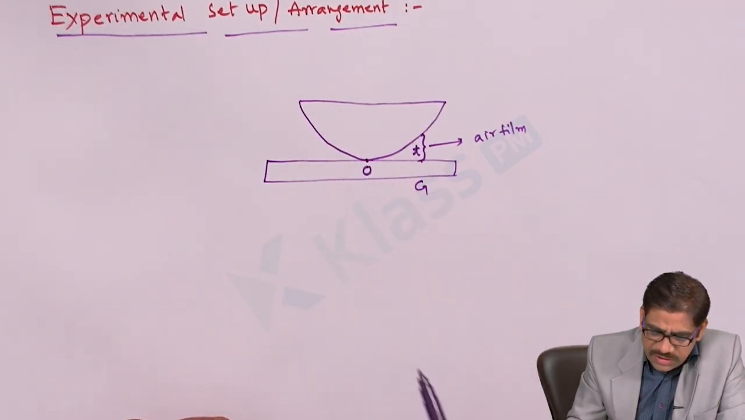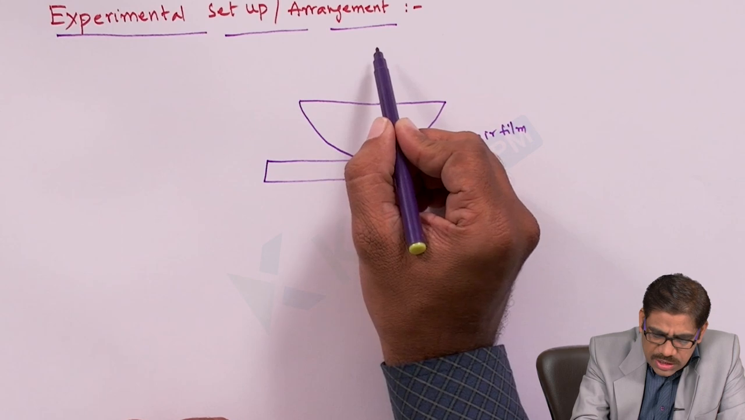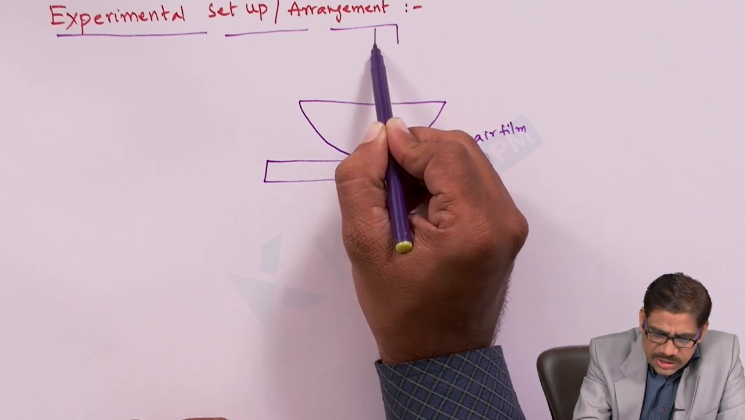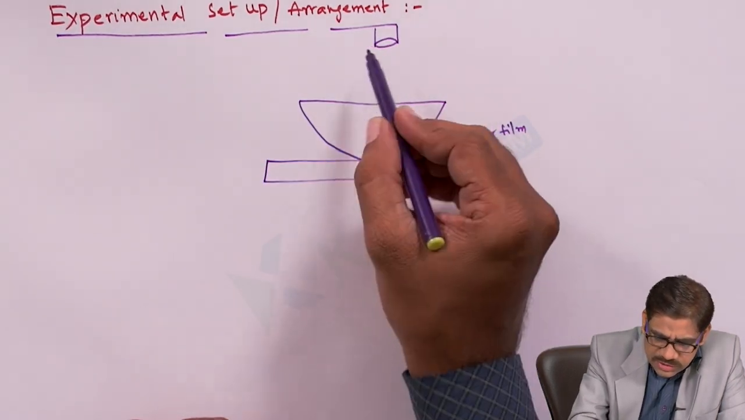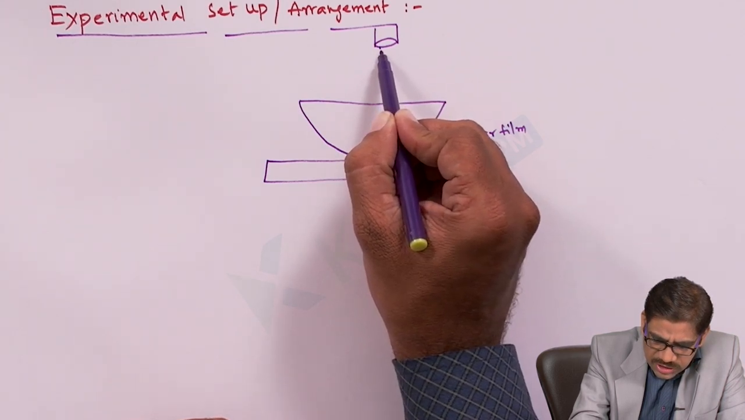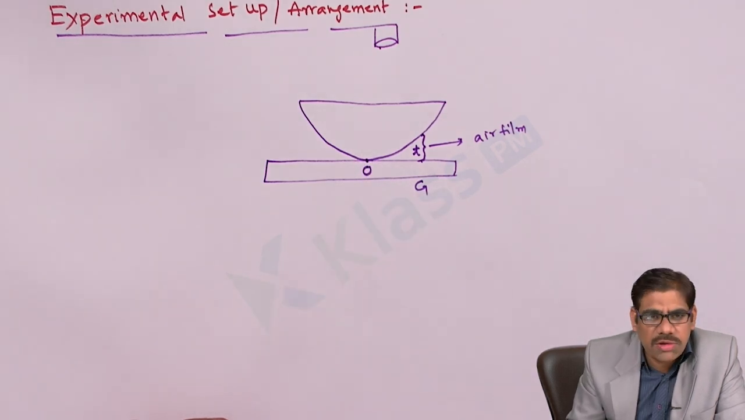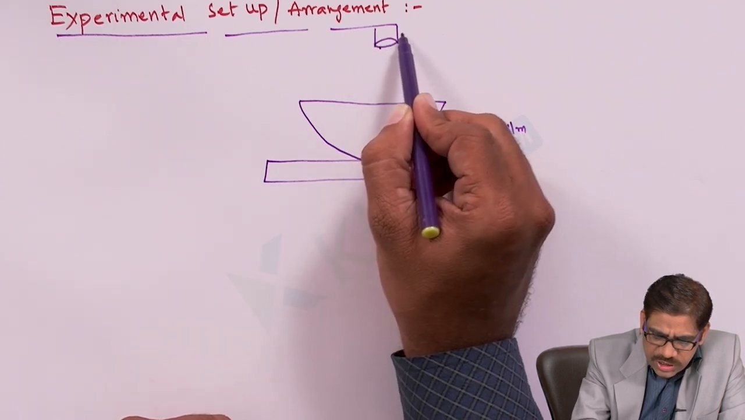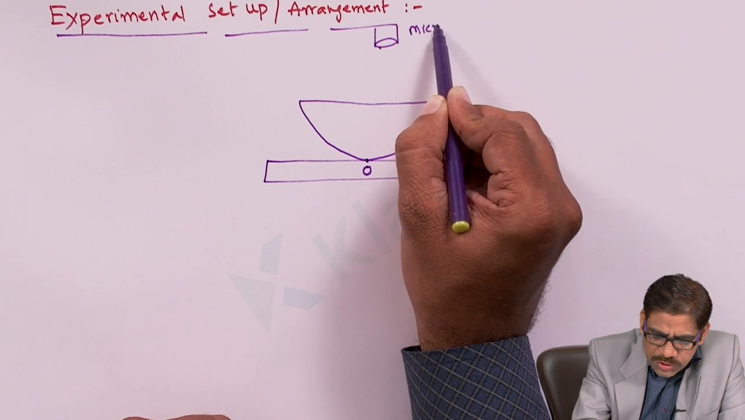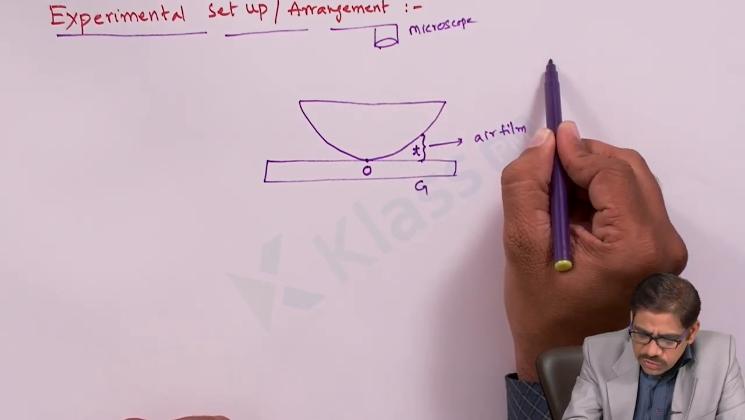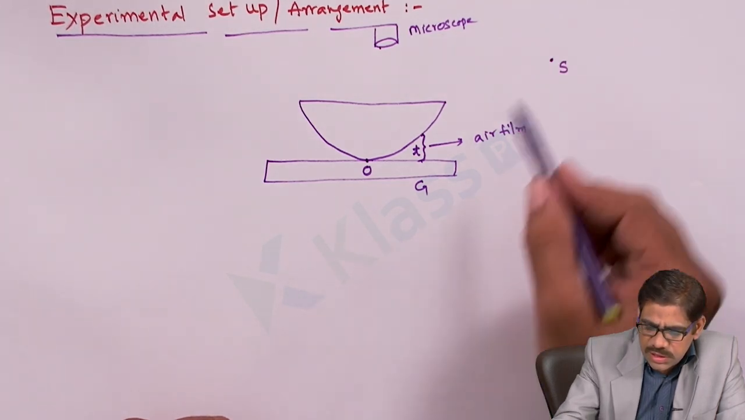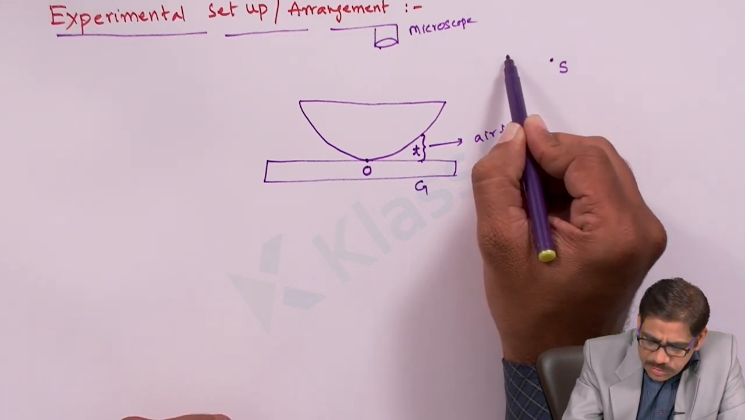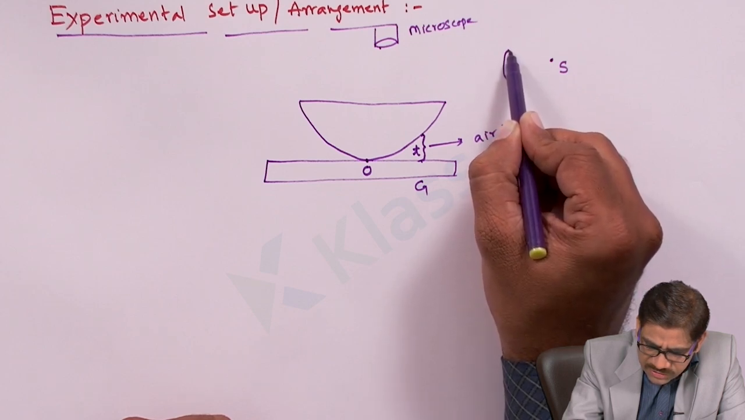Now, in this case, what we see here, we have a source of light coming out from here. This source of light is incident normally onto this plano convex surface. We call this the microscope. Here we have the source, let us call this S. This is from where the monochromatic light comes, and that monochromatic light will pass through a convex lens like this.